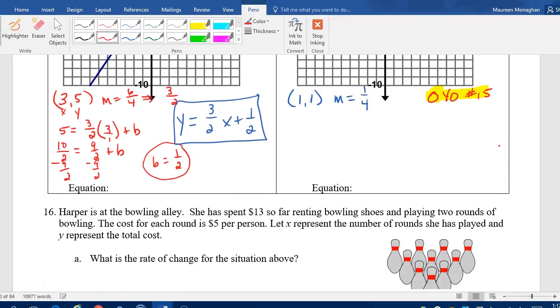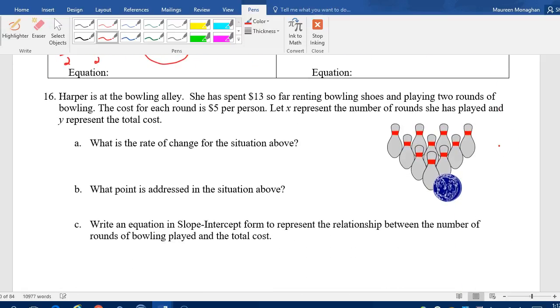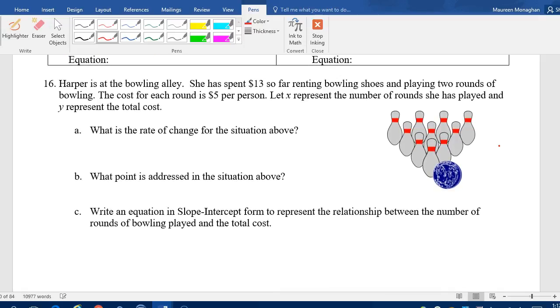Okay. Let's see what we got here. Harper is at the bowling alley. She has spent $13 so far, playing 2 rounds of bowling. The cost for each round is $5 per person. Let x represent the number of rounds and y the total cost. And what is the rate of change for the situation? Well, it looks like the rate of change is $5 per round.